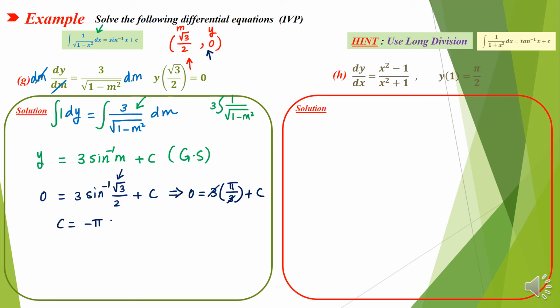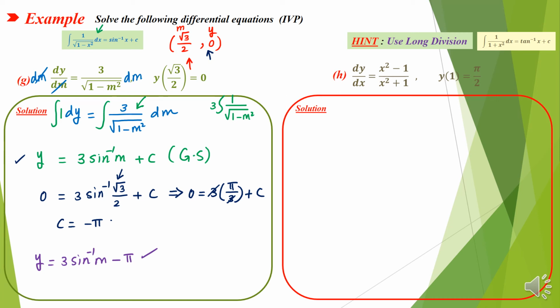So to find the particular solution, you have again to write the general solution, and you have to replace c by its value. So y equals 3 inverse sine of m minus pi. So this is the particular solution of the given differential equation.